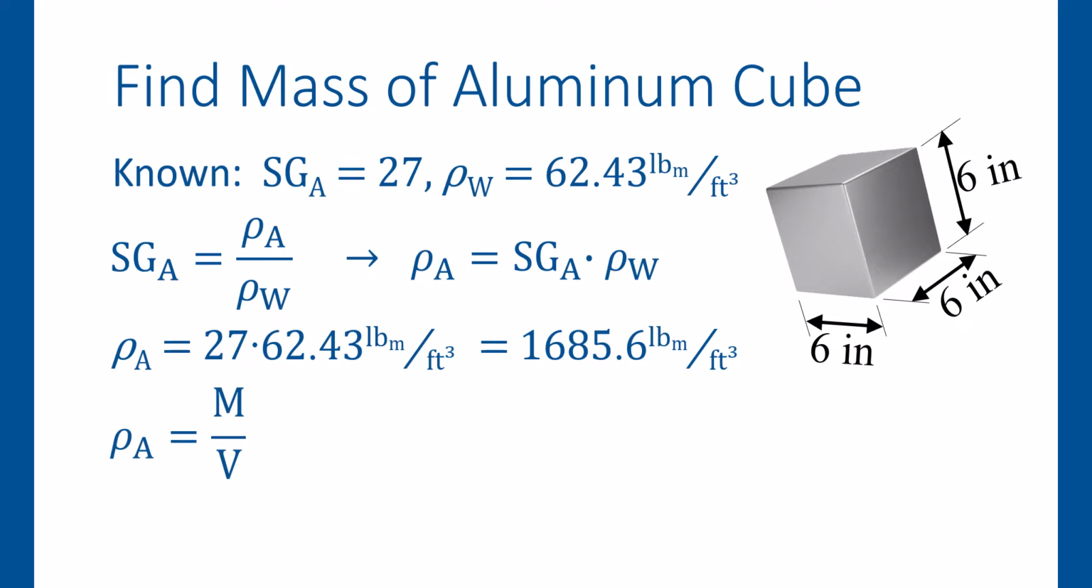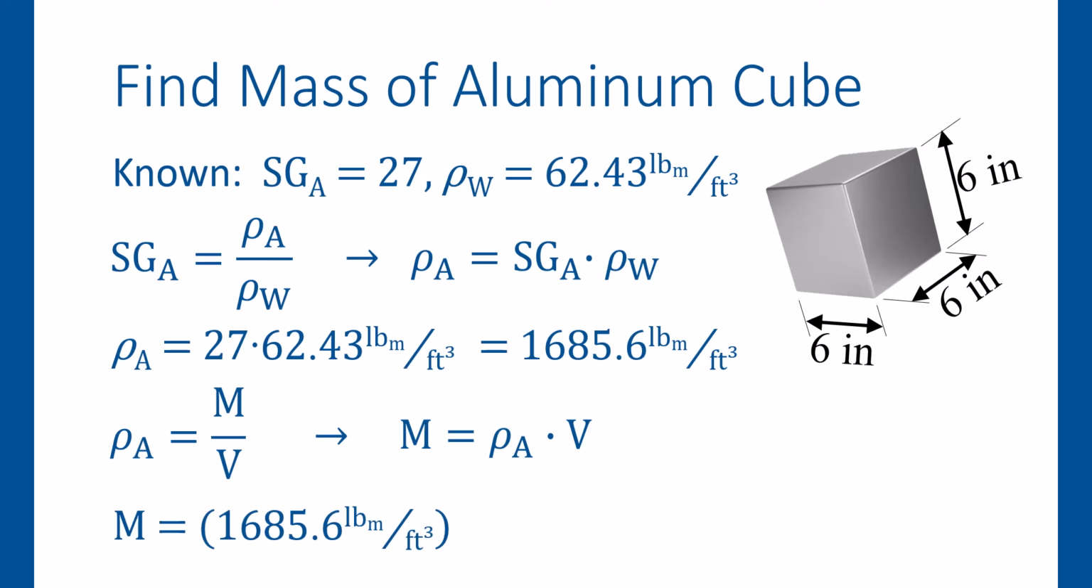We know that density is mass over volume. Multiplying through by the denominator tells us that mass is density times volume. We have the density of aluminum. The volume of the cube is the length of a side raised to the third power. Instead of 6 inches, we write the length of a side as 0.5 feet. This makes the cubic feet cancel, and we are left with a mass of 210.7 pounds mass.